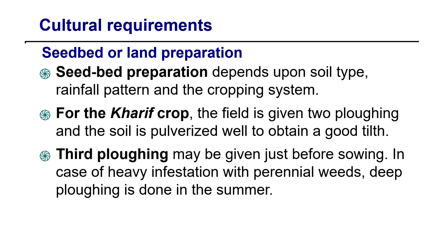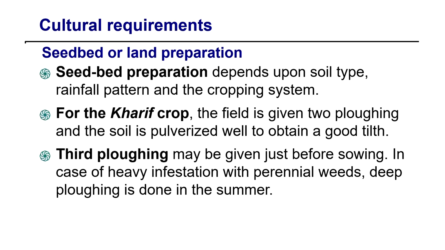For the kharif crop, the field is given 2 plowings and the soil is pulverized well to obtain a good tilth. Good tilth is required for good contact of seed with the soil. Then germination will be better. Otherwise, if good tilth is not there, seed may not imbibe water and germination can be affected. A third plowing may be given just before sowing.